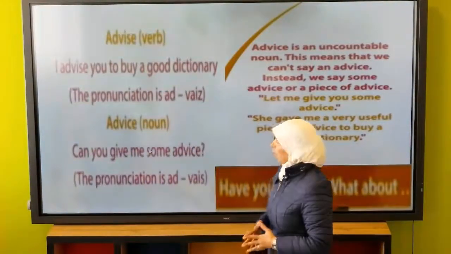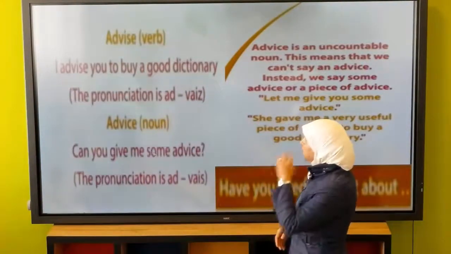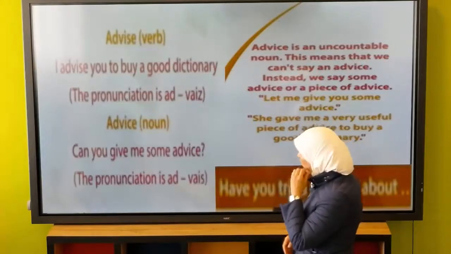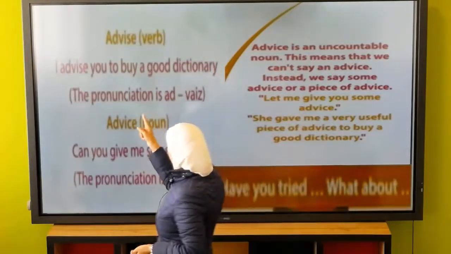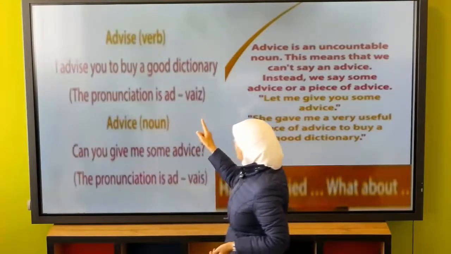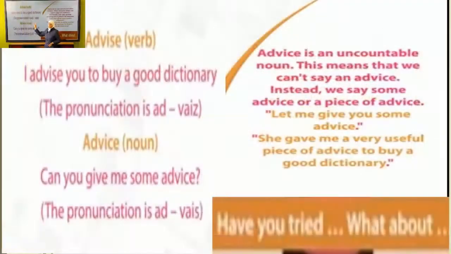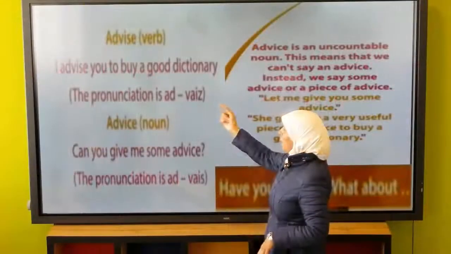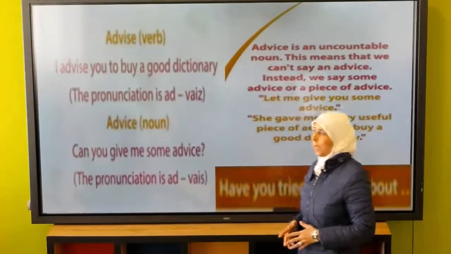Okay. So how can I give advice? First of all, I want you to differentiate between advice as a verb. I advise you to buy a good dictionary. The pronunciation is advise, so it is Z here. It is a verb. And the second one, advice, it is a noun. Can you give me some advice? Here the pronunciation is advice. It is a noun. So this one, advise, is a verb, and this one, advice, is a noun.